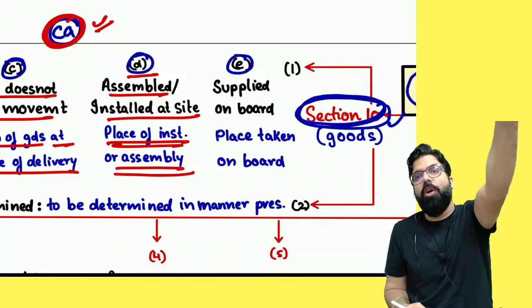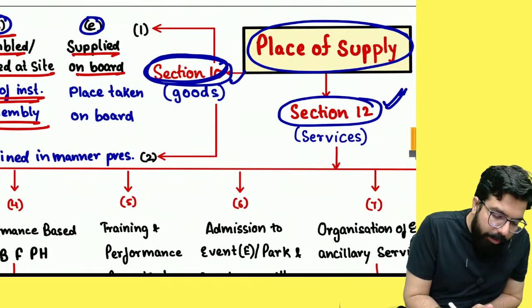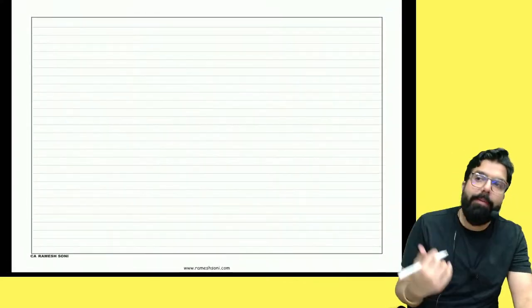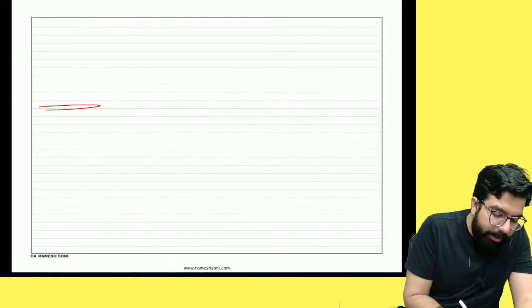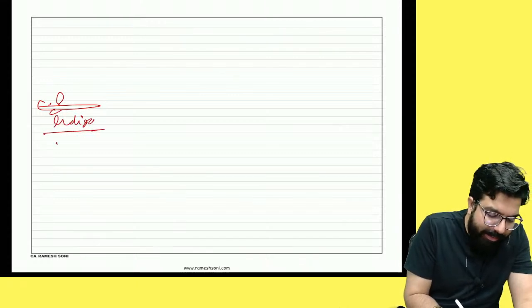Where I install or assemble that thing for you. Next, goods supplied on board. Goods supplied on board. Everyone over here. This is Indigo Airline. Indigo Airline is registered in the state of Maharashtra.